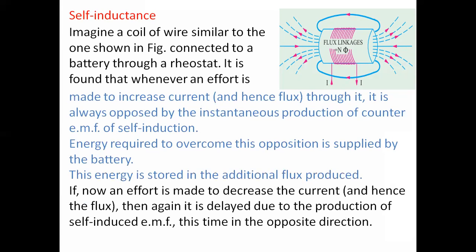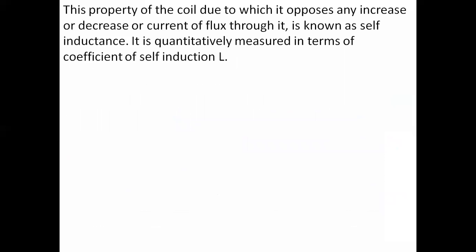If now an effort is made to decrease the current, then again it is delayed due to the production of the self-induced EMF, this time in the opposite direction. So this property of the coil, due to which it opposes any increase or decrease of the current or flux through it, is known as self-inductance.